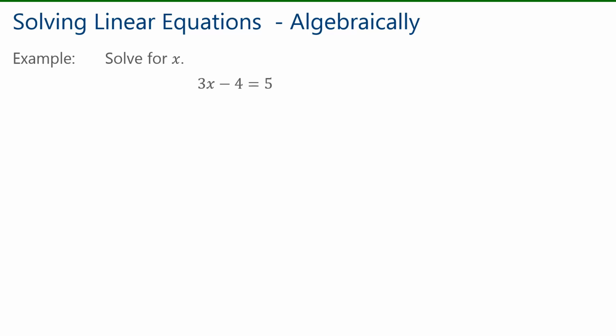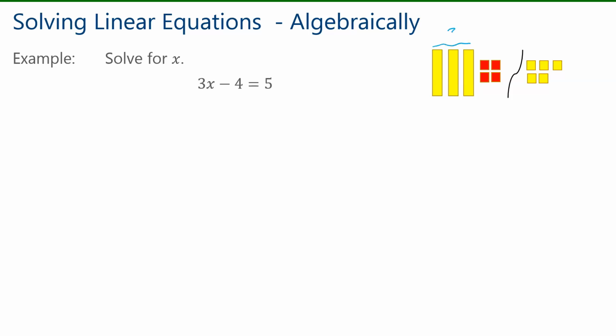Our first example, 3x subtract 4 equals 5, and we are solving for our variable x. We're going to have a look at algebra tiles once again here to assist us in understanding the algebraic process. We're going to represent 3x subtract 4 equals 5.